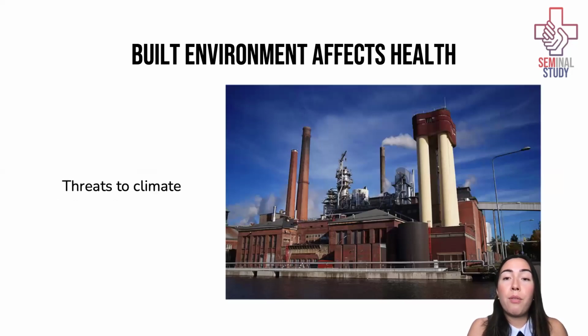Next, we'll talk about threats to climate. This refers to proximity to traffic corridors, as we previously discussed, location of factories within the neighborhood, poor waste management, and urban heat islands, which are densely populated urban areas where asphalt, dark roofs, brick, and metal absorb heat and create areas that are hotter than others.